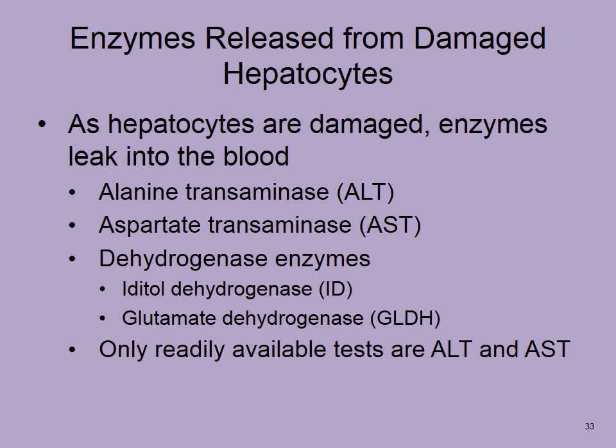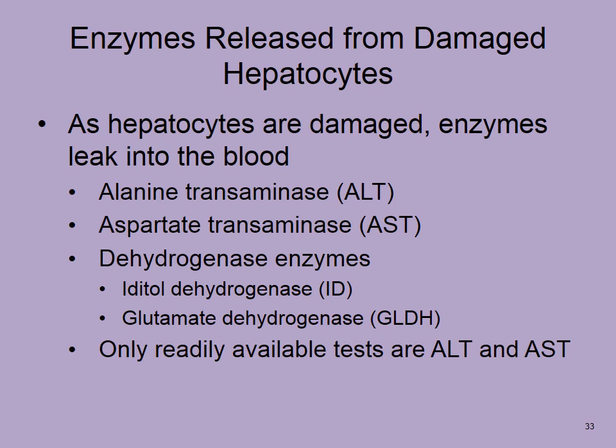Let's quickly talk about enzymes that are released from damaged hepatocytes. I mentioned these before, but again, as liver cells are damaged, certain enzymes do leak into the blood, and we can measure these when they start to leak into the blood, right? So we get our ALT, alanine transaminase, our AST, aspartate transaminase, and dehydrogenase enzymes, SDH and GLDH. Again, these are probably not ones that you're going to see commonly used in practice. These are reference laboratory tests that can be sent away for in certain situations, and your vet will decide that. Again, the only readily available tests are ALT and AST.